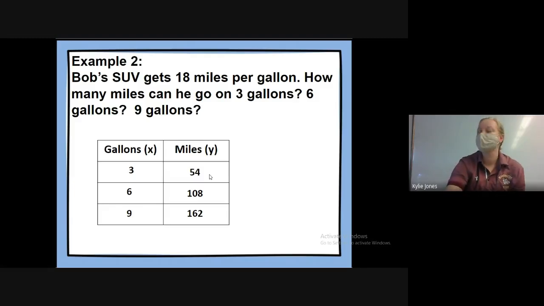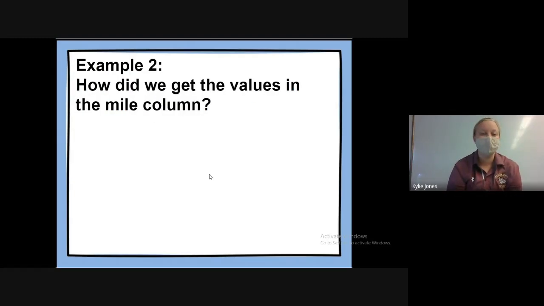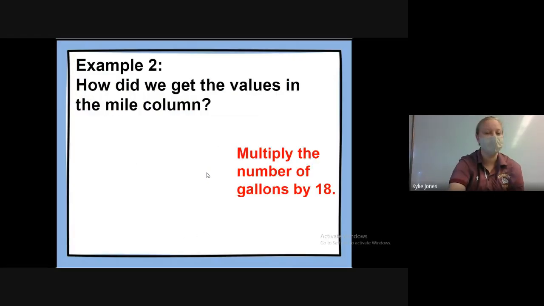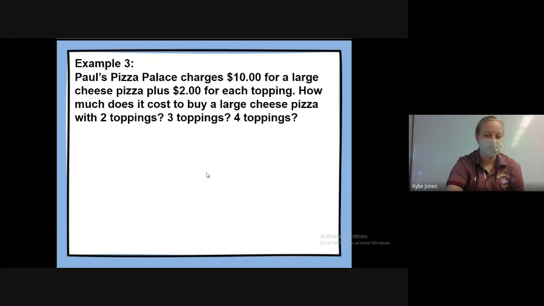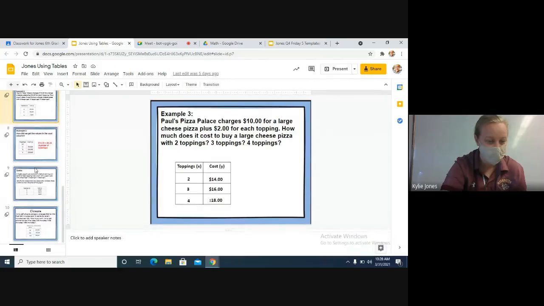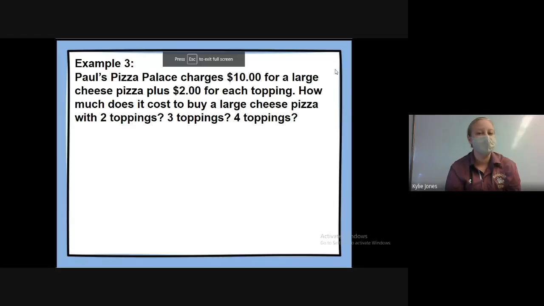So again, it's asking how did we get the value in the miles part? What did we do? Multiply the number of gallons by 18. Good. Is there any that is not filled out already for you? Are they all filled out? All right, well, let's do a couple more because this is one that I want to talk about in terms of it's not always just multiplying.